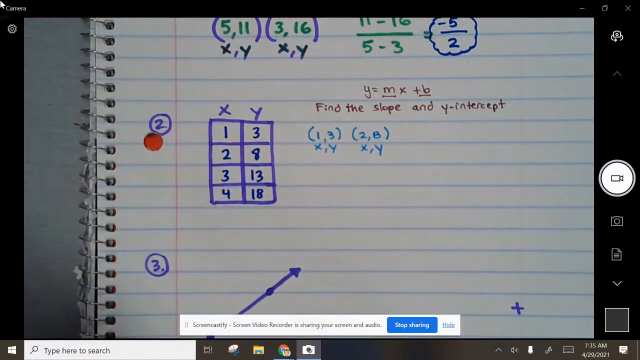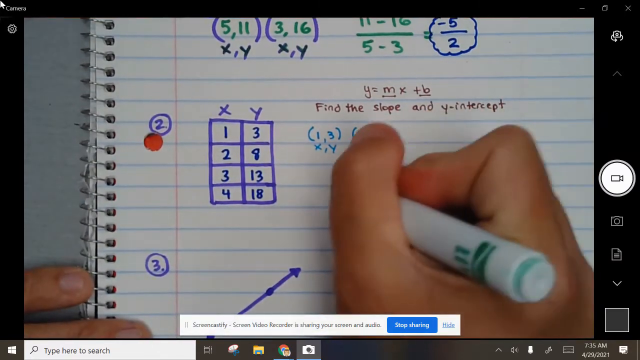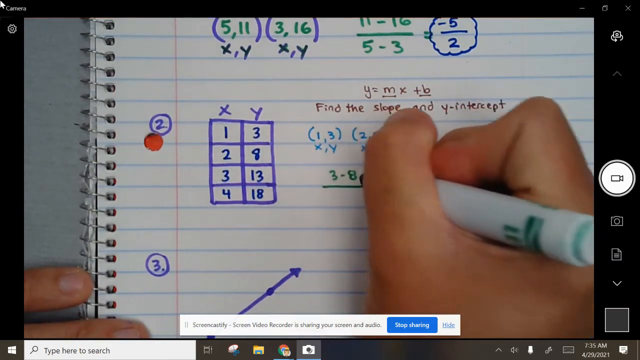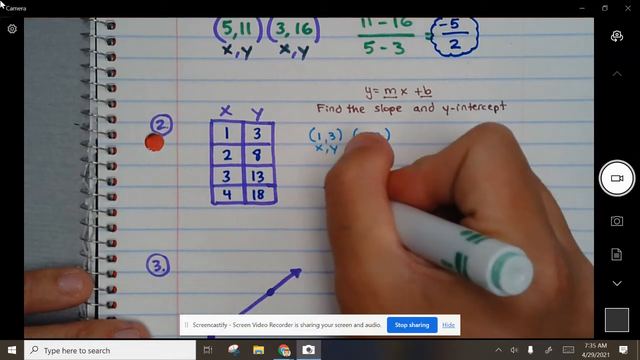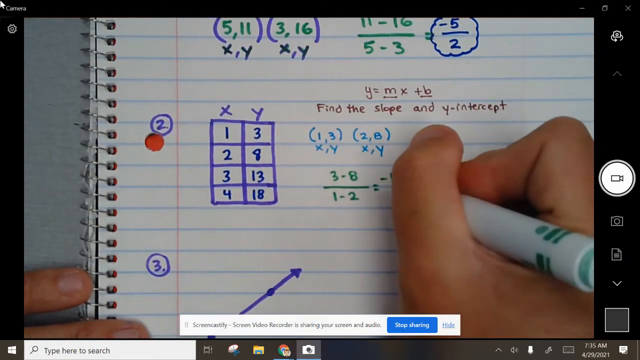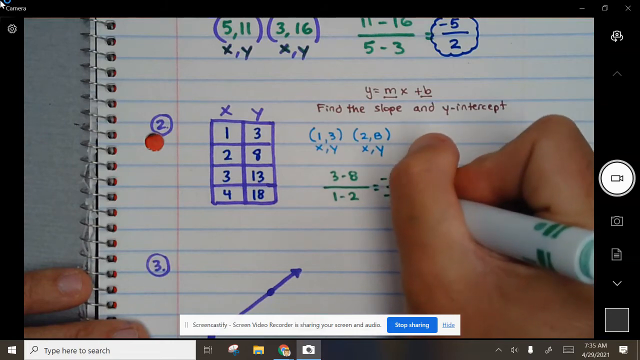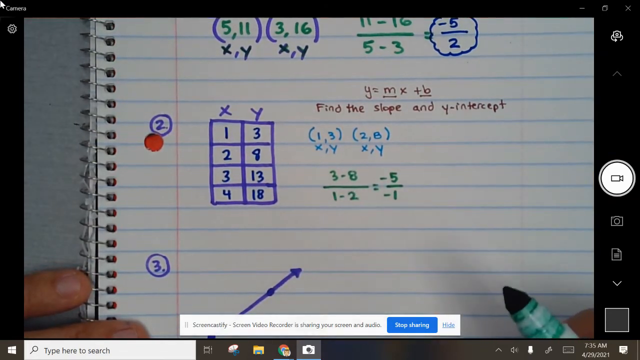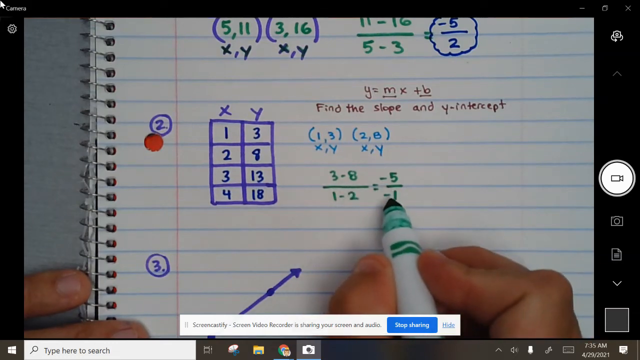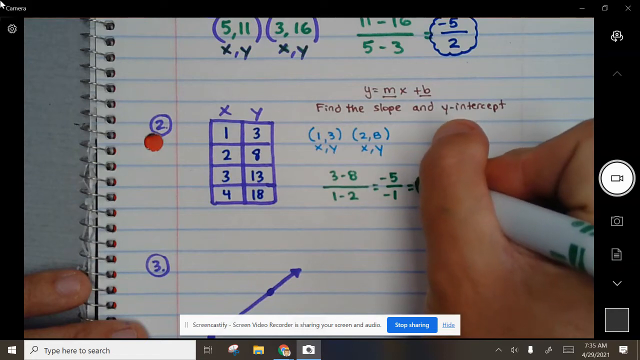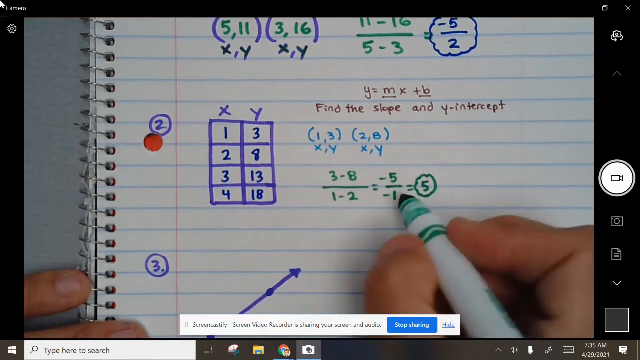And then let's plug it into our formula. Remember, it's y minus y. I'm going to do it down here. Y minus y, 3 minus 8, and then 1 minus 2. And I'm going to get -5 over -1. If you struggled, use your calculator, all right? So -5 over -1, which is actually going to equal +5. When you have 2 negatives, it's going to equal positive.